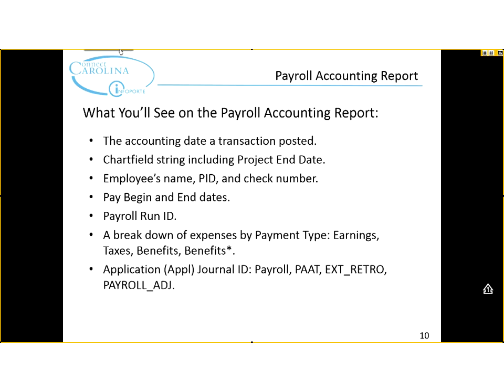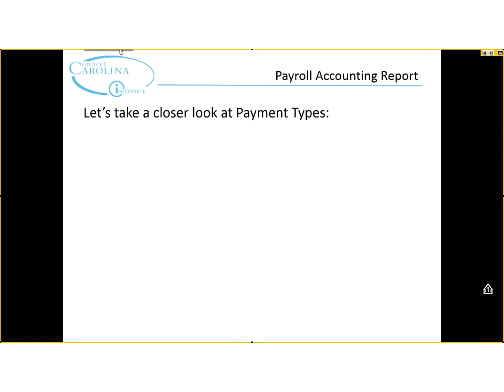Also, there's another column for application journal ID, or the column heading actually says Apple Journal ID. You could either see payroll, PAT, EXT, external retro, and payroll adjustment. And then, of course, what good would the report be if you didn't see the monetary amount? We show that not only in monetary amounts, but also in the effort percentage.